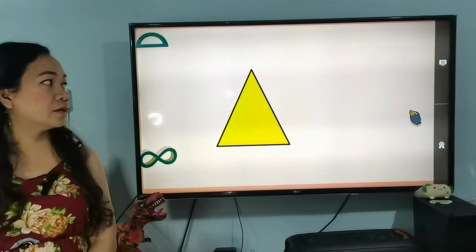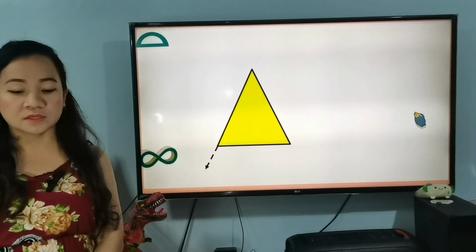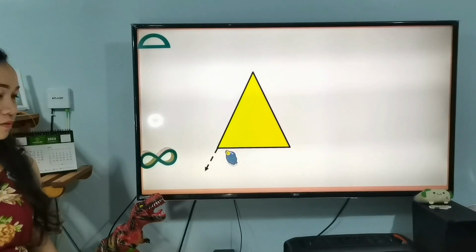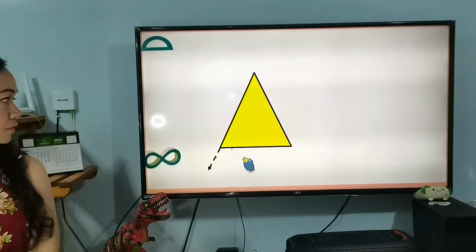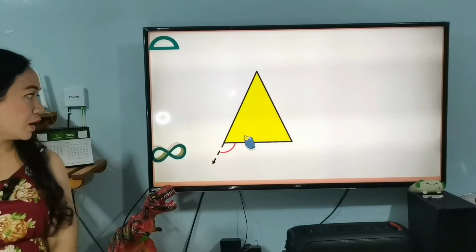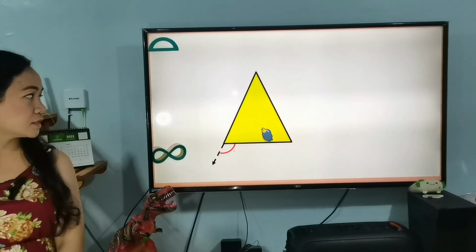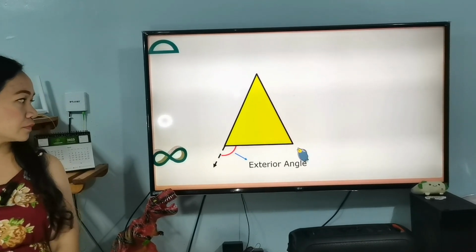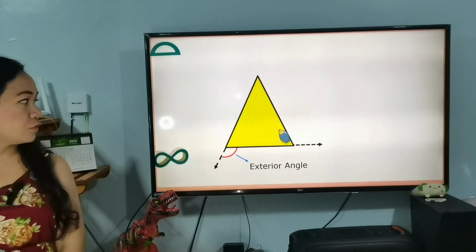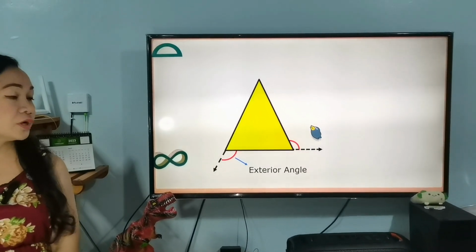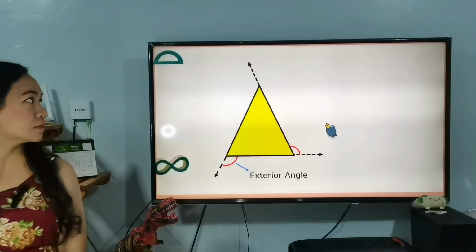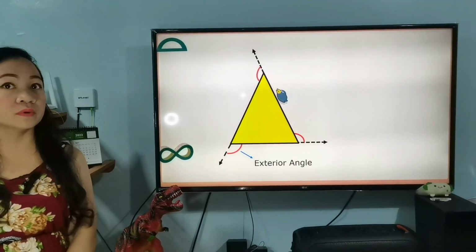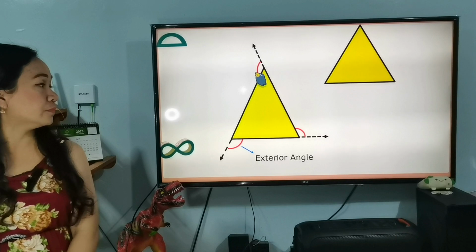So first, we have here a triangle. If you extend the side of this triangle here, you have the angle formed, and that is what we call an exterior angle. If you extend this side, another angle is formed. Here, if you extend this side of the triangle, you have another angle formed.